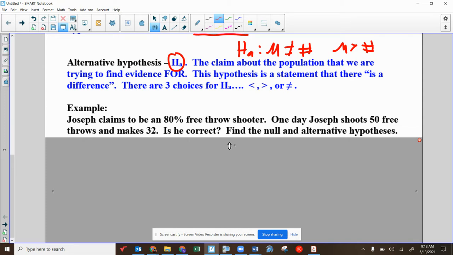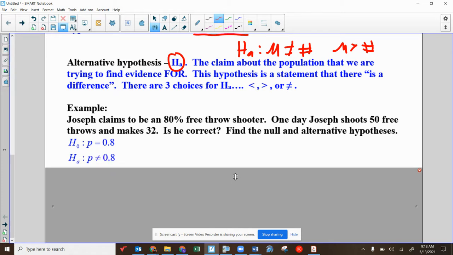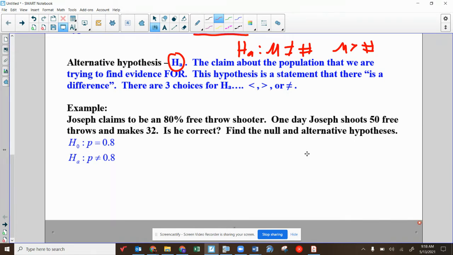In later sections, we're going to determine whether that is true or false. But for today, we're just setting up the hypotheses. So the hypotheses would be he is an 80% free throw shooter. So he makes 0.8 or 80%, and you're going to write this as a decimal. H sub 0 will be P is equal to 0.8, or he's not an 80% free throw shooter. So P is not equal to 0.8 would be the alternative hypothesis. And again, that's all you're doing for this section is setting up the actual hypotheses.